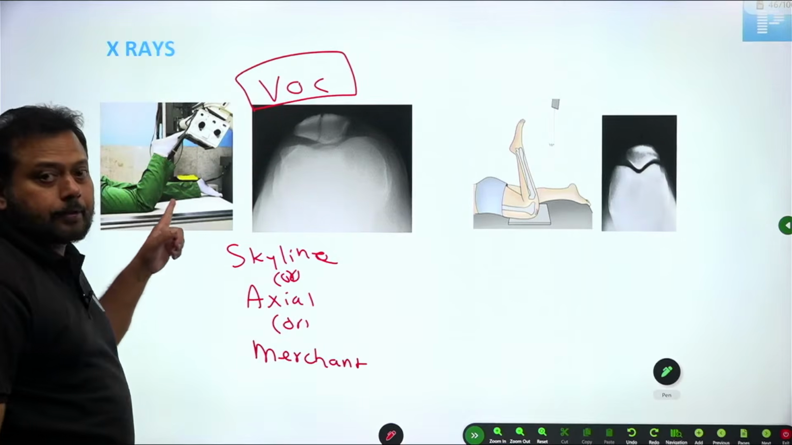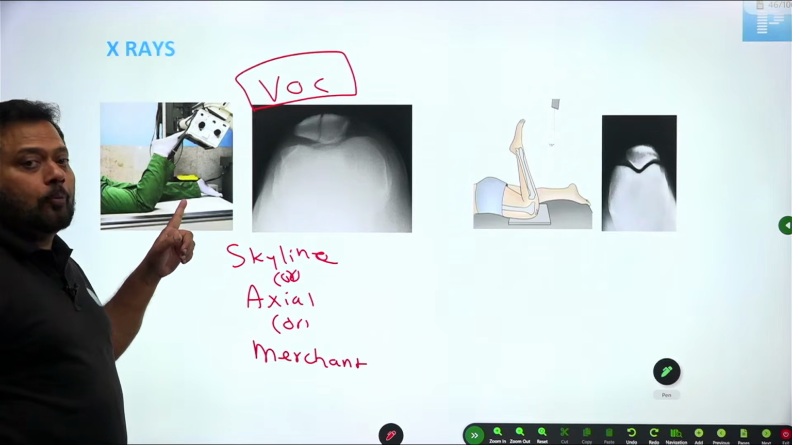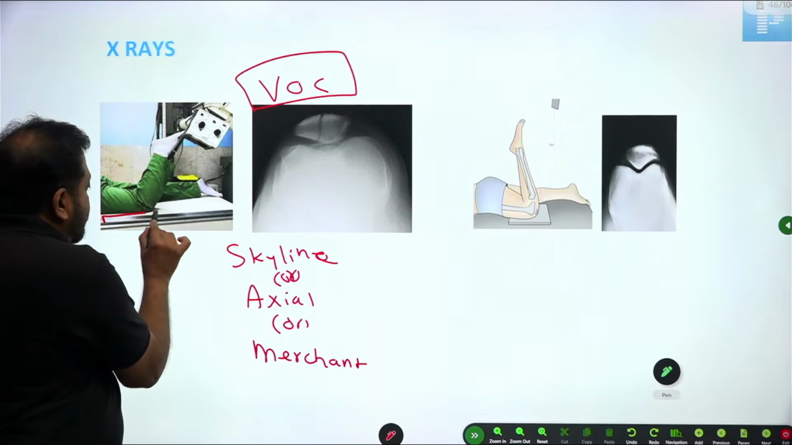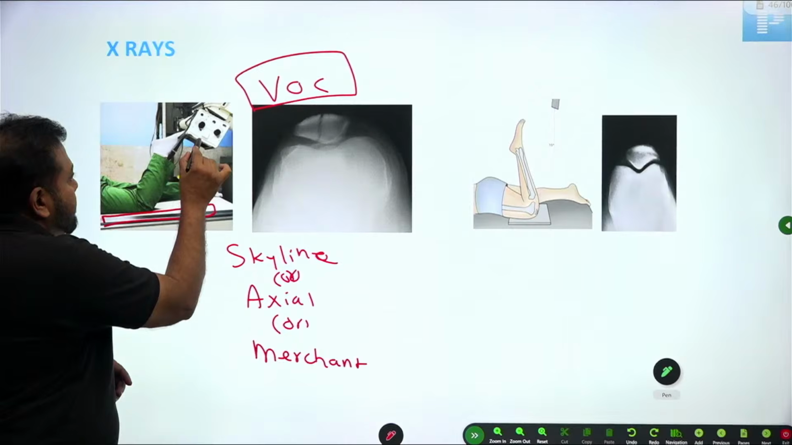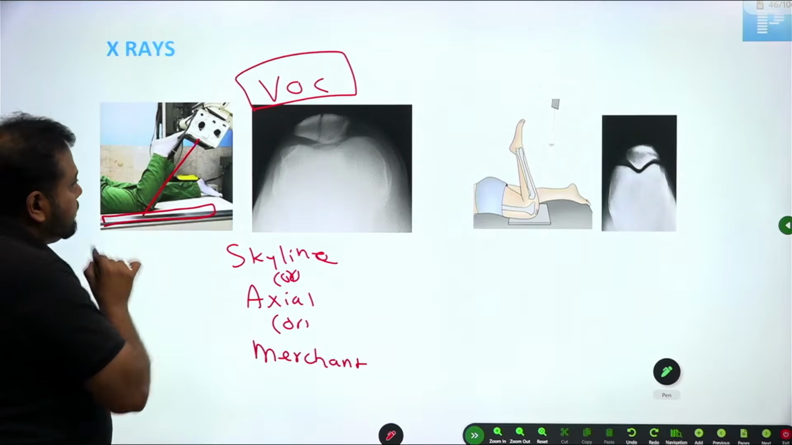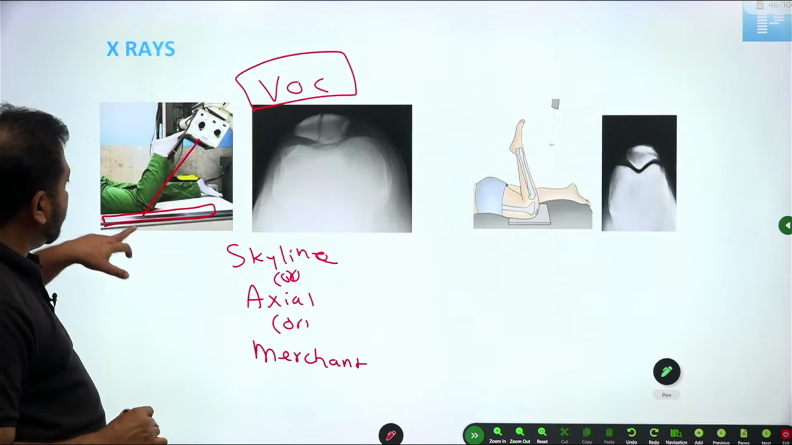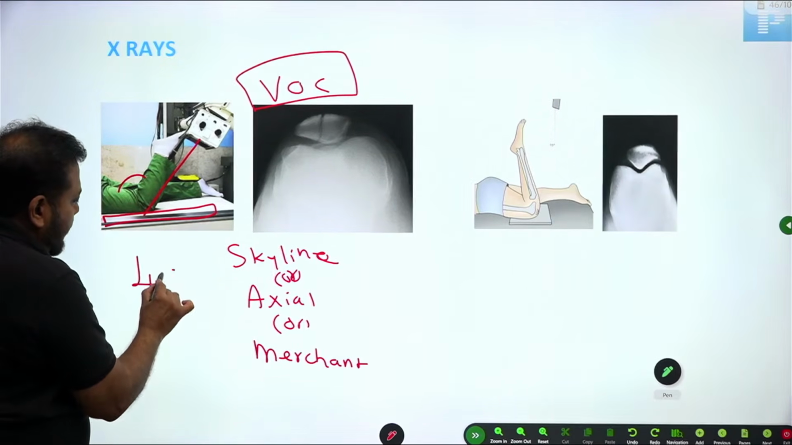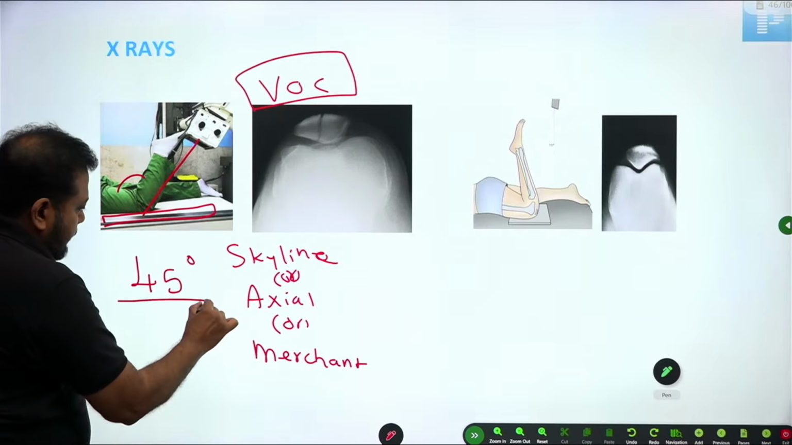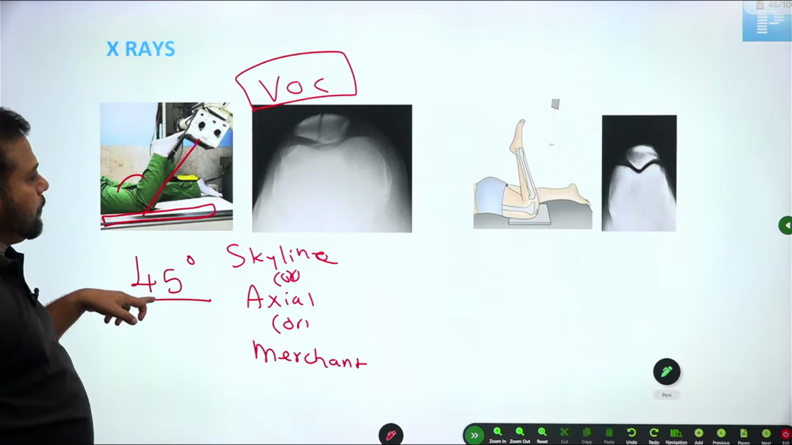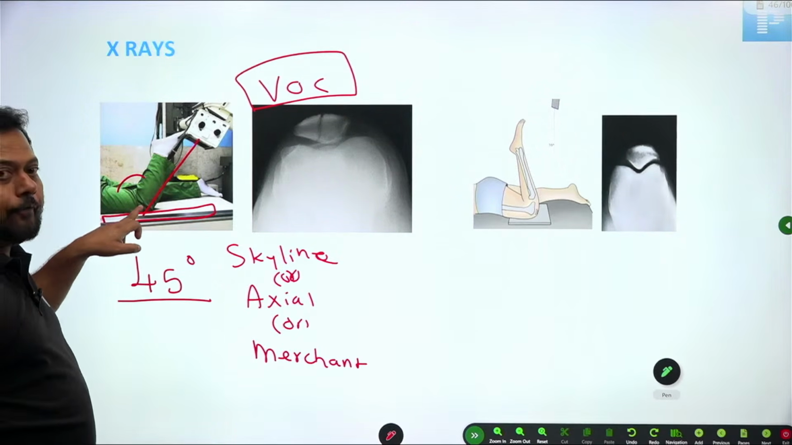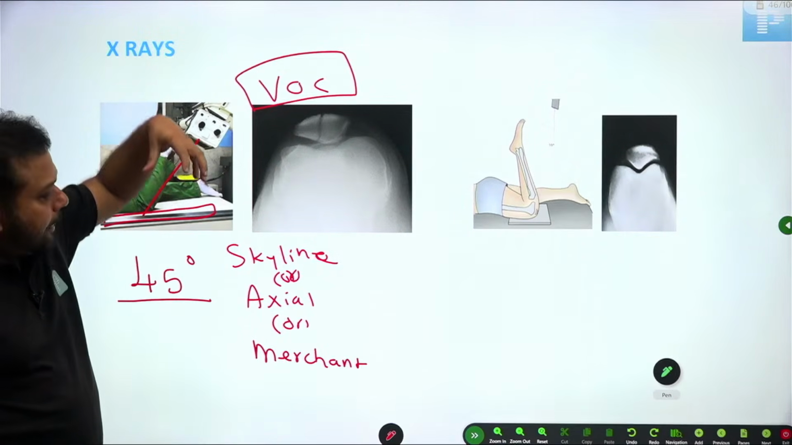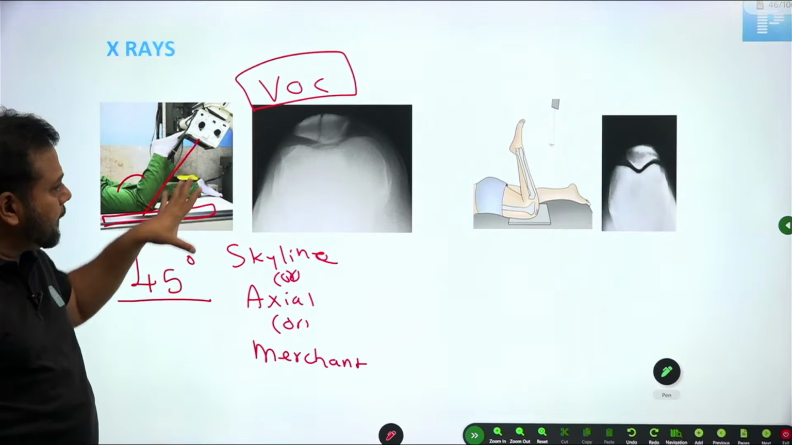What is the difference? Akhilesh, please carefully follow me. See here, the patient is in prone position. This is the cassette, this is the film. The beam is passing from here. The knee joint is flexed to 45 degree only. When you flex the knee joint to 45 degree, you will get a view like this, and this is called skyline view or axial view or Merchant, the person who described it.